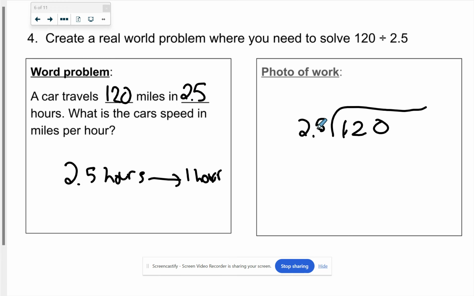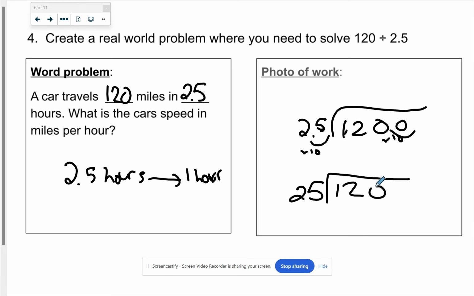All right, I hear sirens coming because the math police are coming after us, because there is a decimal on the outside and we cannot have that. So I am going to give it a scoot. In other words, I multiplied the outside value by 10. 2.5 times 10 is 25 to make it a whole number. If I multiply the outside by 10, I also need to multiply the inside by 10. So 120 is going to become 1,200.